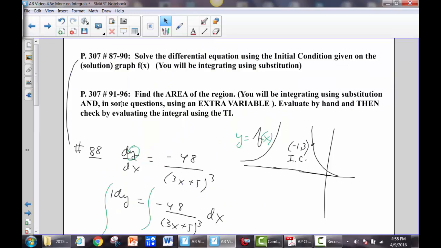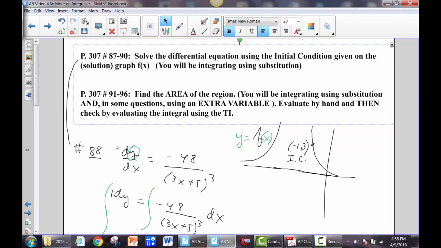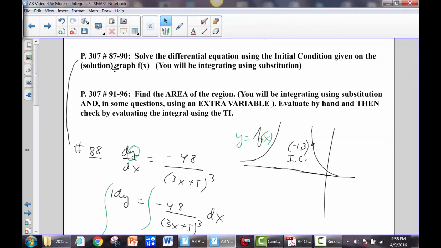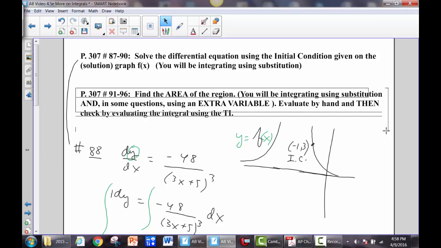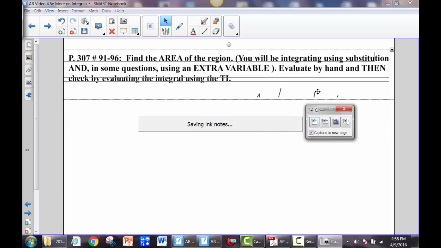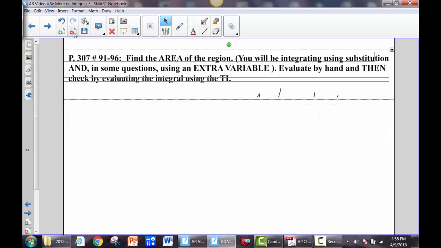Number 92, let me just read the directions here. Actually, let me see if I can remove these directions from this page and insert them on the next page. And that so did not work. Okay, oh my, that did not work.